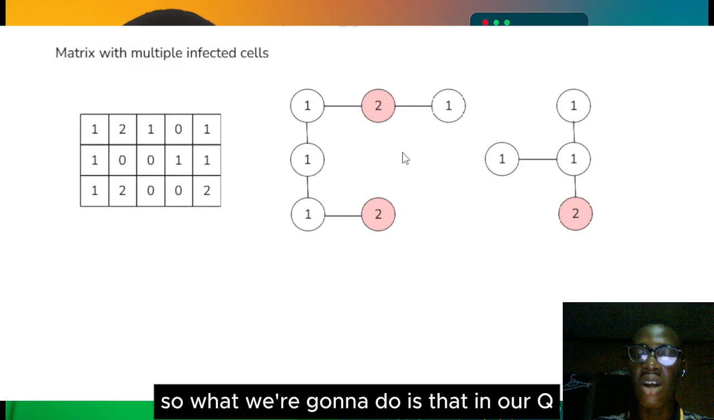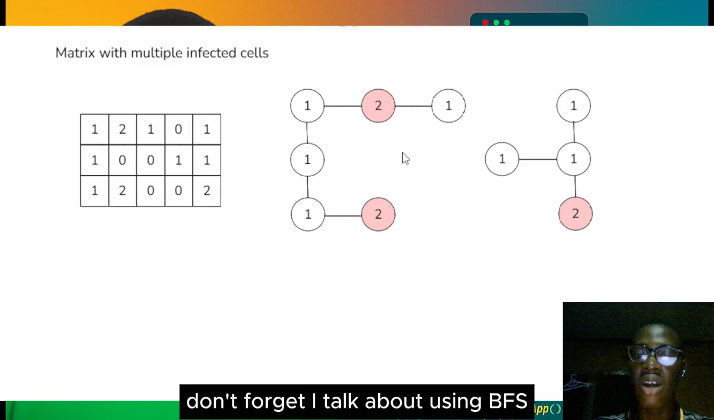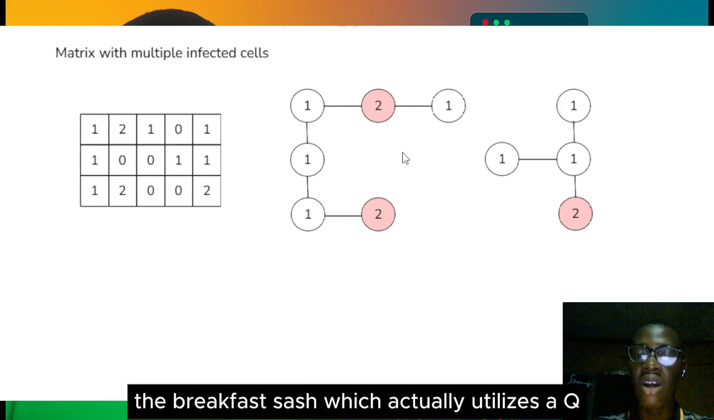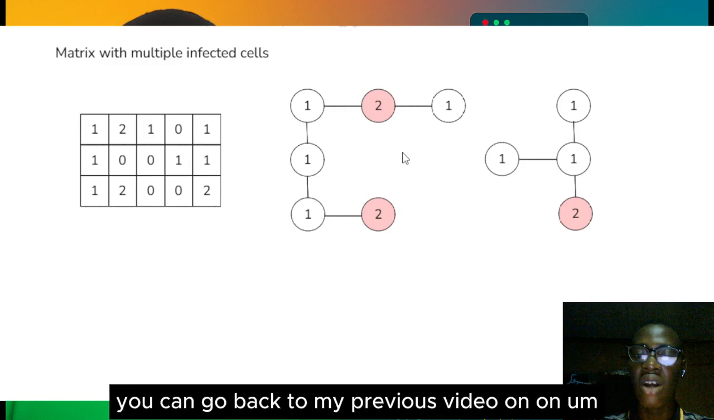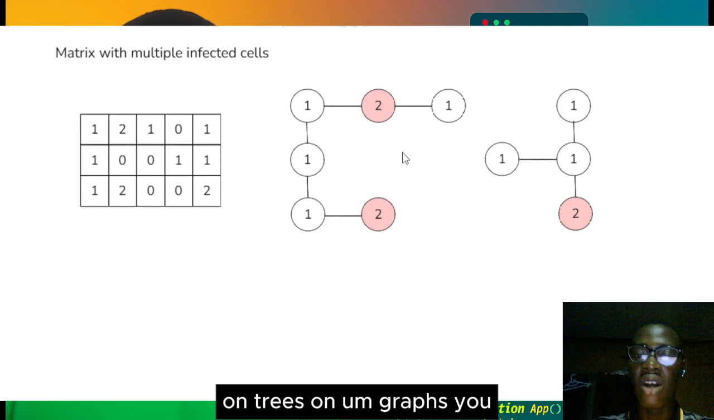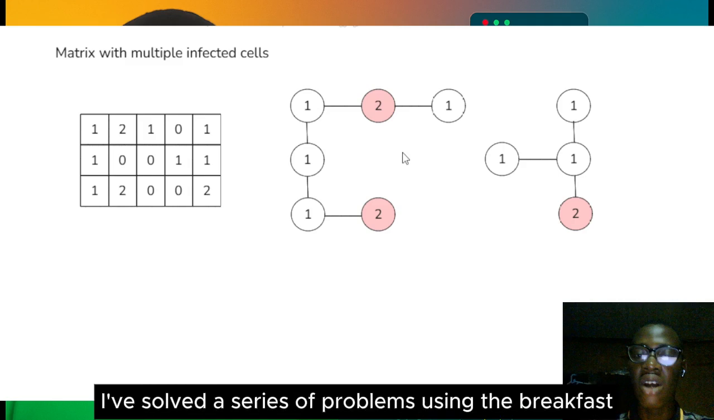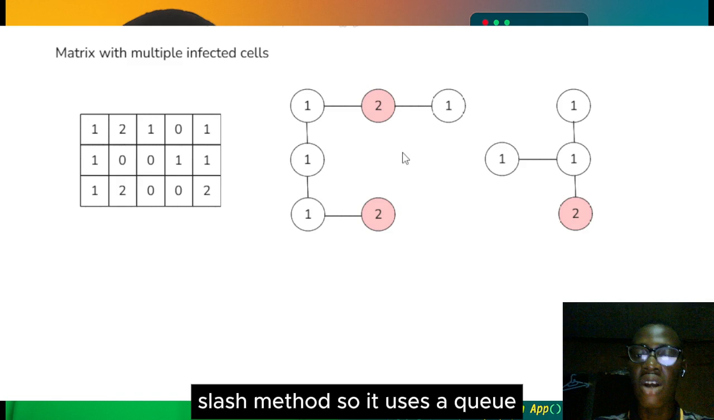So what we are going to do is, in our queue, don't forget I talked about using BFS, the breadth first search, which actually utilizes a queue. You can go back to my previous videos on trees and graphs. I've solved a series of problems using the breadth first search method. So it uses a queue, right?